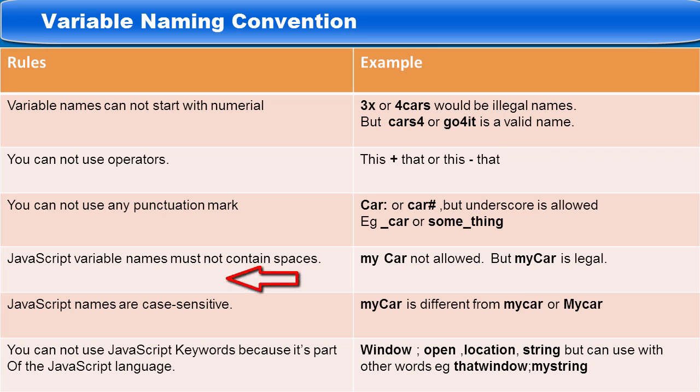For example, you can't name your variable my car with a space in it. That's not allowed. However, you can give it myCar. That is legal. There cannot be any spaces in variable names.